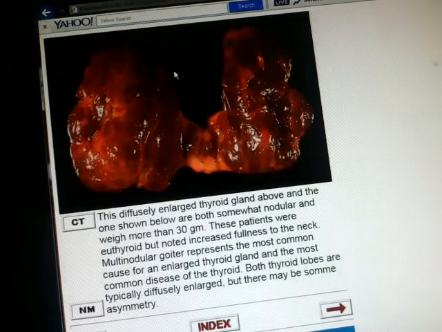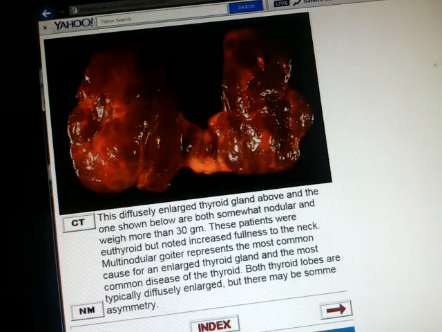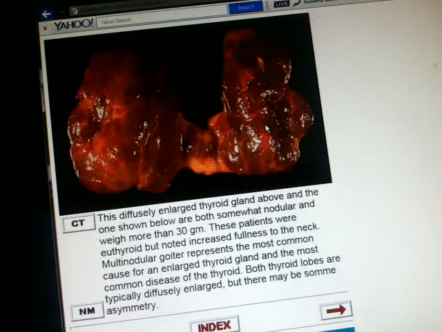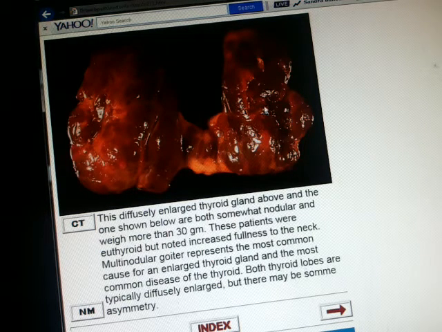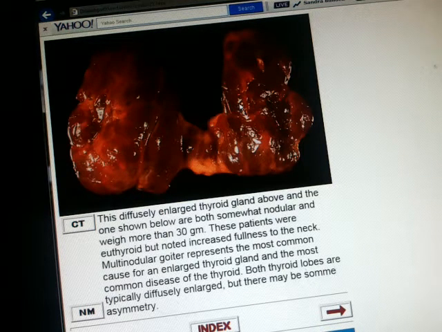This gland is diffusely enlarged. We can see here the enlargement of the right lobe more than the left lobe, with a prominent nodularity of the outer surface. The weight, of course, is more than 30 grams. Although the patient is euthyroid, she is complaining of fullness in the neck, as we mentioned earlier. This is a case of multinodular goiter, which is the most common cause of enlargement of the thyroid gland and the most common disease of the thyroid gland.